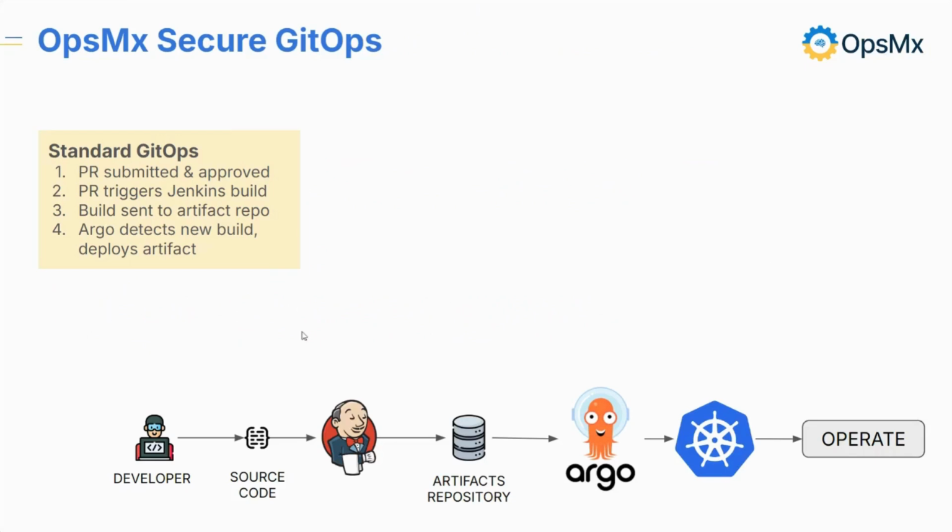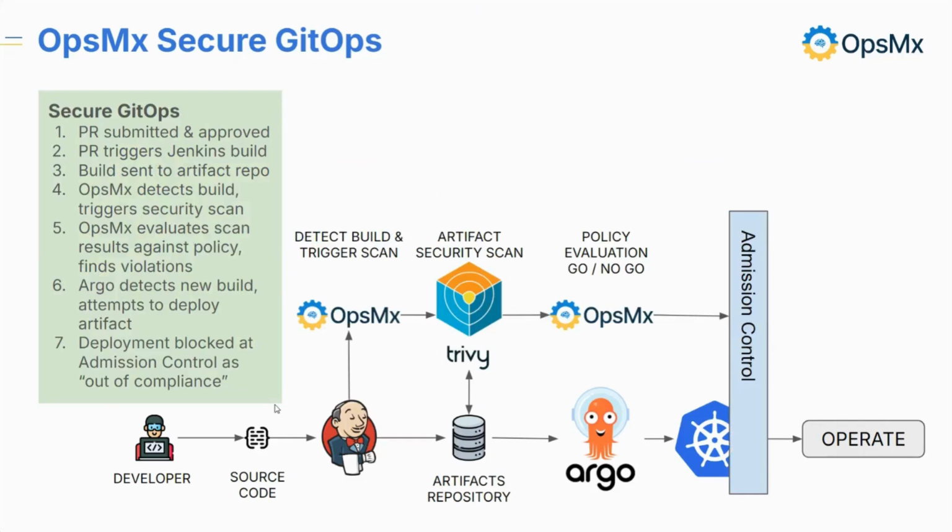So the developer will submit their PR, Jenkins will trigger a build and add the artifact, and Argo, or whatever GitOps tool you're using, will be monitoring and watching for new artifacts, and then deploy that to Kubernetes. Right? In this standard GitOps process, there's no notion of a policy check, a security check, or a review check, other than the approval of the PR itself at the start of the process.